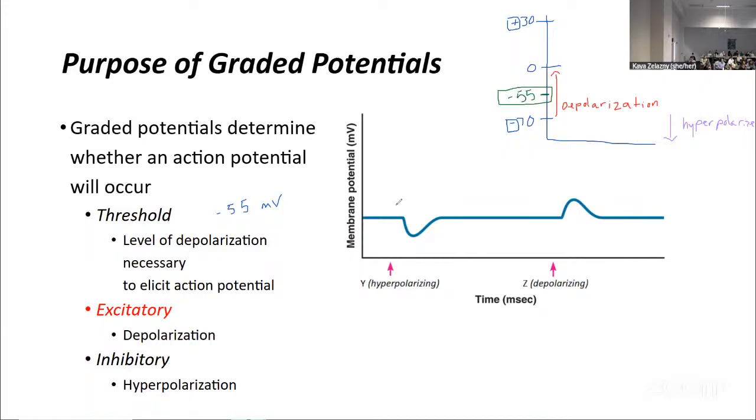So you can see them on this graph here. Right? So here we have stimulus Y, which is hyperpolarizing. So here's our graded potential in that hyperpolarization direction. Here we see a depolarizing stimulus leading to this excitatory graded potential. So going up, getting us closer to threshold.